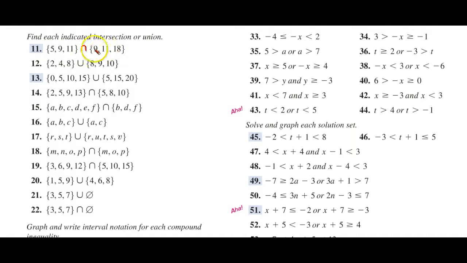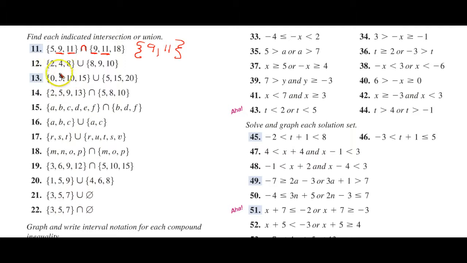Well, 5 is not found in both, but 9 is, and 11 is. So in roster notation, you would write the 9, comma 11 as the intersection of this. So take a few moments to go through some of these.